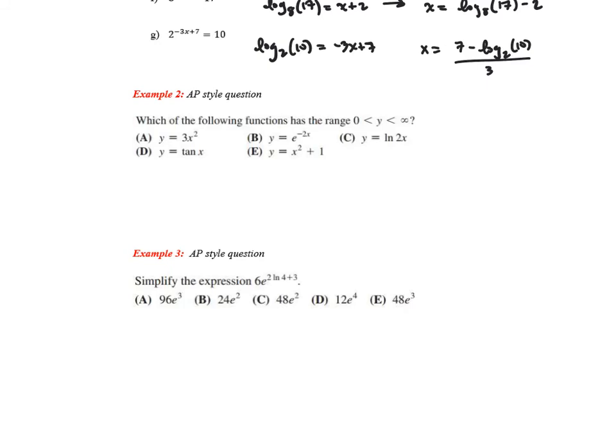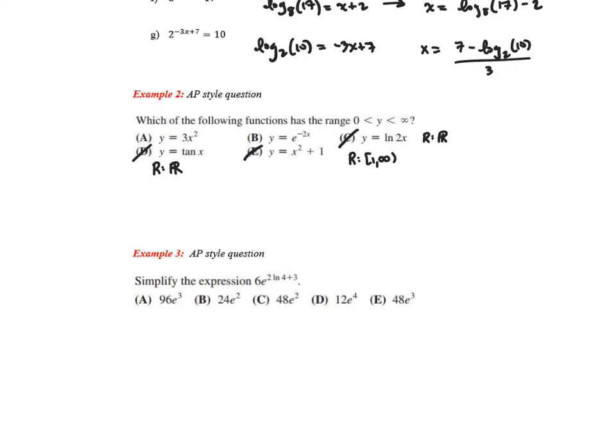All right, the first multiple choice question says, which of the following has a range from 0 to infinity? Well, let's knock off the ones that I know for sure are not true. The range of a natural log is all real numbers, so that's out. The range of e would be from 1 to infinity, so that's out. Tangent, that's out. Its range is all real numbers. Now I'm down to a and b.